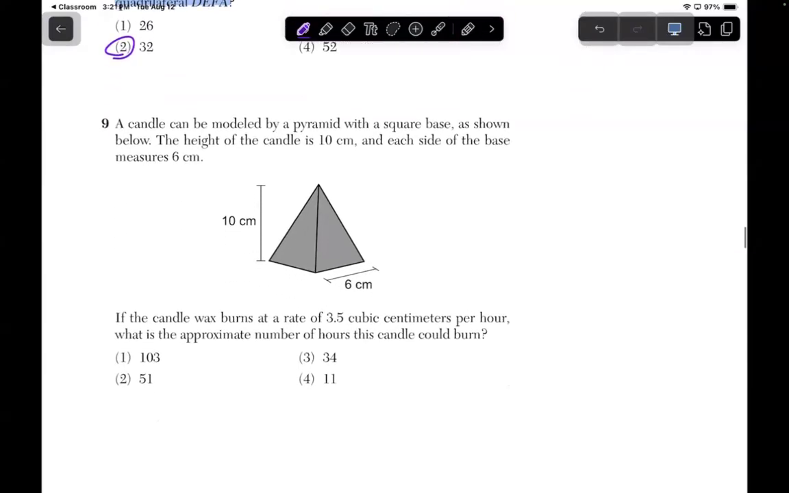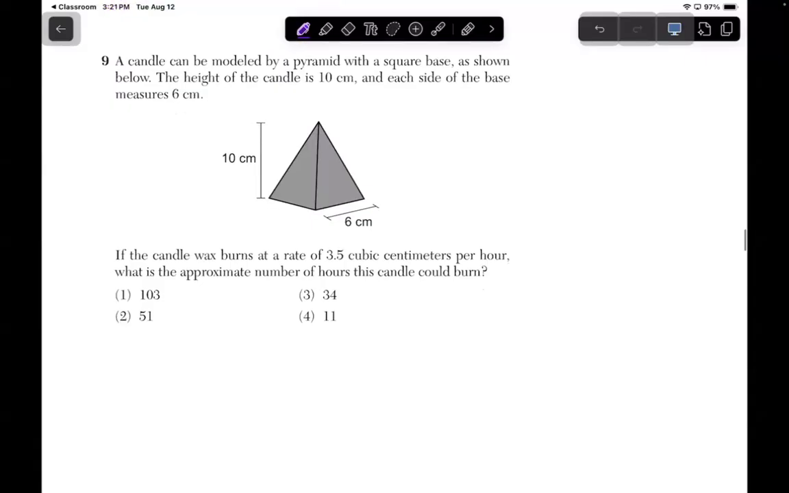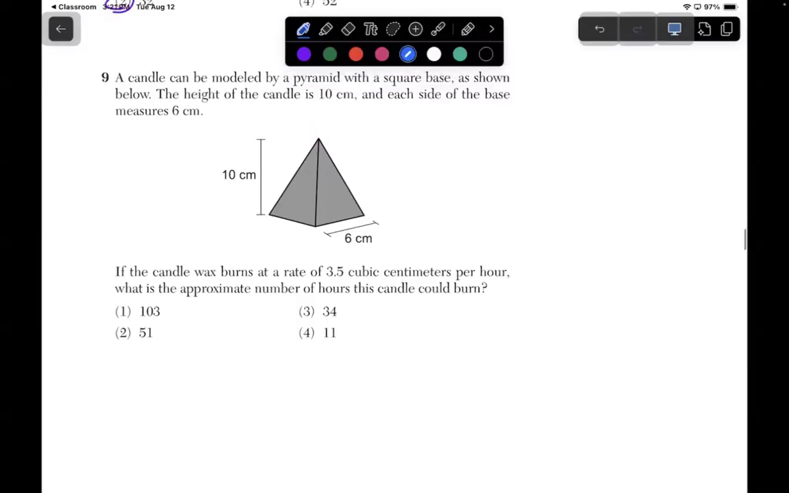Okay, moving on, a little 3D geometry. A candle, let's use a different color, blue. A candle can be modeled by a pyramid with a square base as shown below. The height of the candle is 10, and each side of the base measures 6. If candle wax burns at a rate of 3.5 cubic centimeters per hour, what is the approximate number of hours the candle could burn?